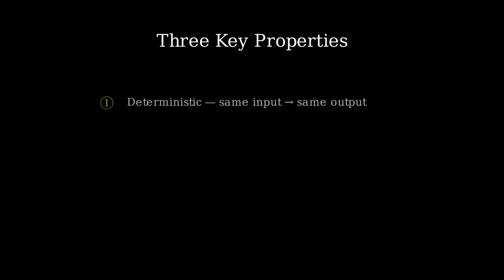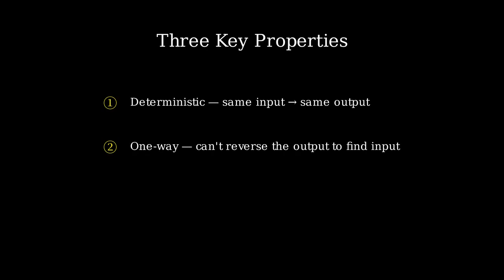A good hash function has three key properties. First, it's deterministic. The same input always gives the same output. Second, it's a one-way function. Given the output, you can't work backwards to find the input. And third, it's collision resistant. It's practically impossible to find two different inputs that produce the same output.